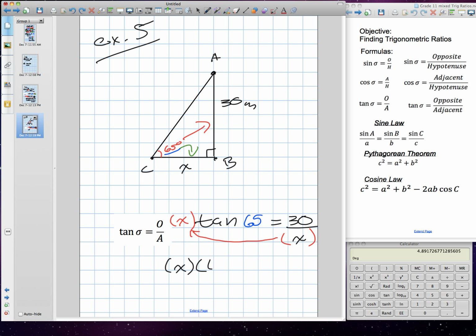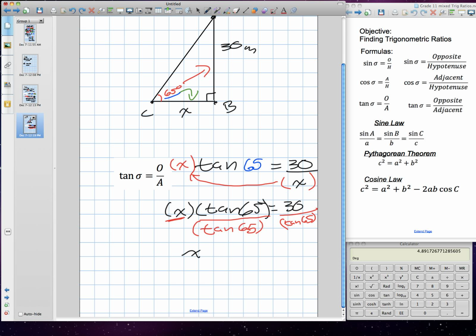Okay. And remember, the whole goal of this is to solve for side x. So I need to move what now? I need to move tan over. How would I do that? By dividing. I'm going to divide by tan 65. Tan 65 divided by tan 65 will just give us our 1. Or in other words, they cancel each other out, as you guys call it. So we get x is equal to 30 divided by tangent 65.